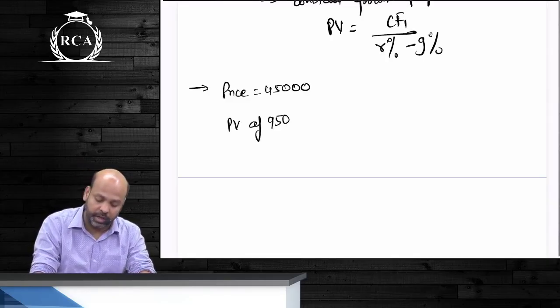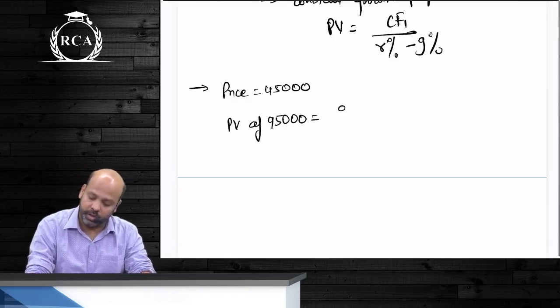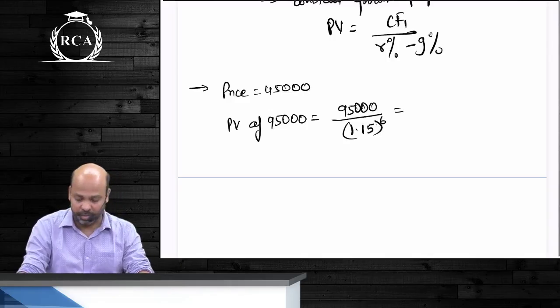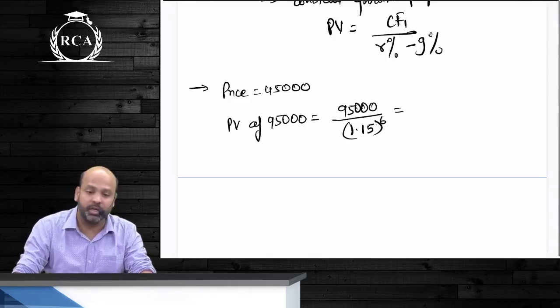95,000. Is it a single cash flow or a series of cash flows? You will directly write 95,000 divided by required rate of return. So it will be 95,000 divided by 1.15 whole power 6. How much will be the present value of this 95,000?